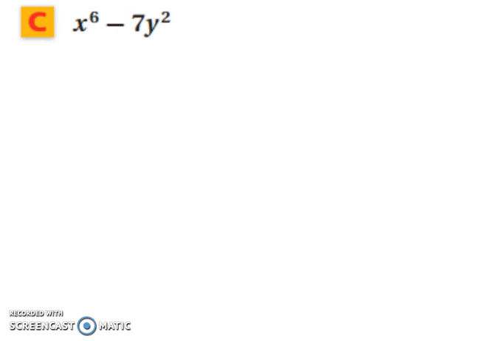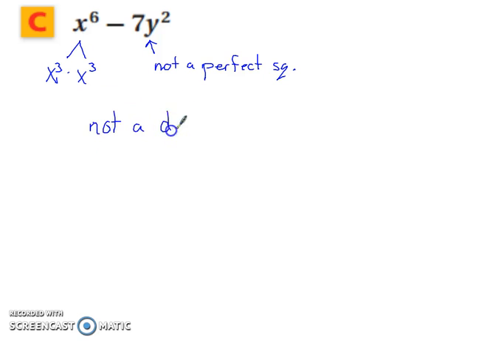Alright, so now let's try this one. If we split up x to the 6th, we get x to the 3rd times x to the 3rd. However, this is not a perfect square. So therefore, it's not going to work. So it's not a difference of two squares. You have to have a difference, and both of them have to be squares for it to be a difference of two squares.